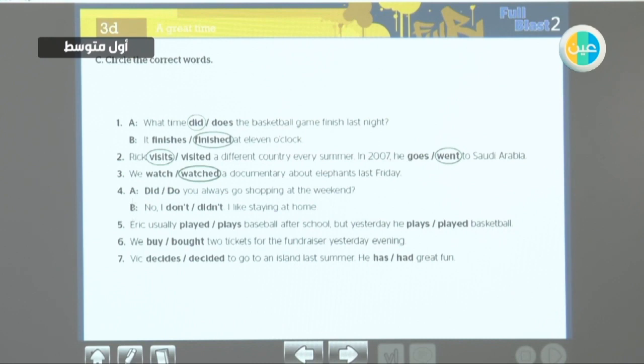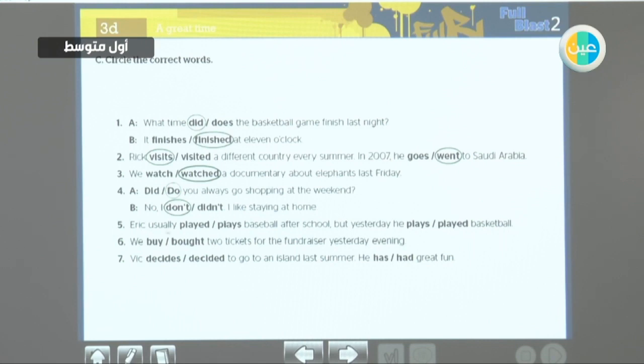4: It's a dialogue between A and B. Did you always or do you always go shopping at the weekend? Always means as a routine. Did or do? Of course, do. Do you always go shopping at the weekend? The answer will also be in the present. No, I don't, or no, I didn't? Of course, no, I don't. I like staying at home at the weekend.